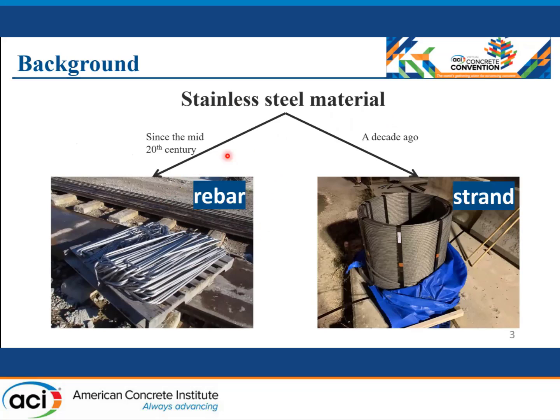So stainless steel material has a high corrosion resistance property, and it has been used in the construction industry for many decades in the form of bars. Recently, around a decade ago, stainless steel material was produced in the form of 7-wire strands, and those strands are proposed as an alternative to carbon steel strands in extremely aggressive environments.